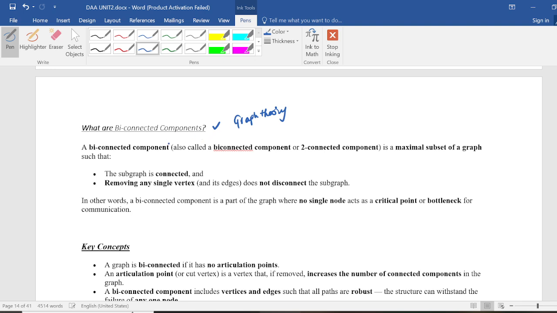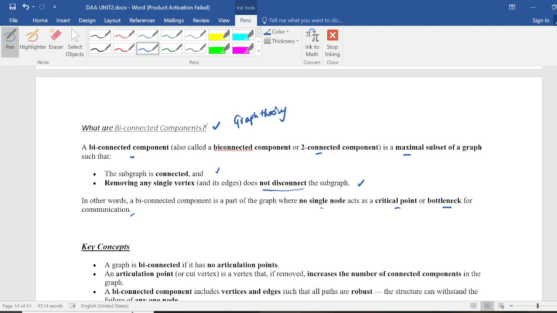Reading out the definition, a bi-connected component, also called a two-connected component, is a maximal subset of a graph such that the subgraph is connected and removing any single vertex or its edges does not disconnect the subgraph. Point to be noted: in other words, a bi-connected component is a part of the graph where no single node acts as a critical bottleneck for communication.